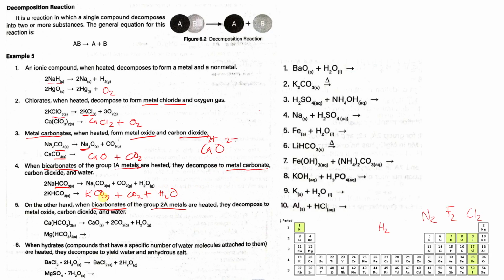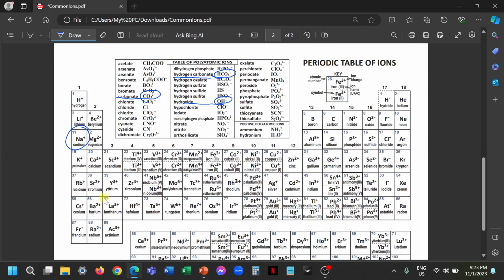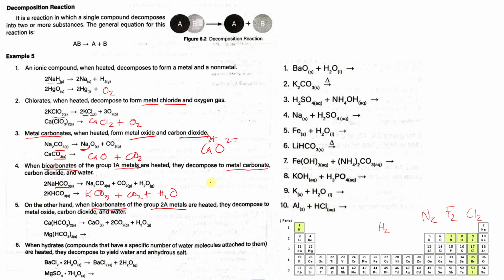Let's check on this formula. The charge of a carbonate is negative 2, and then the charge of potassium is positive 1. So we have positive 1, then negative 2. This one is not neutral, so we need to double this one. Positive 2, then negative 2. So we have K2CO3 plus CO2 plus H2O. That's the answer for number 4.